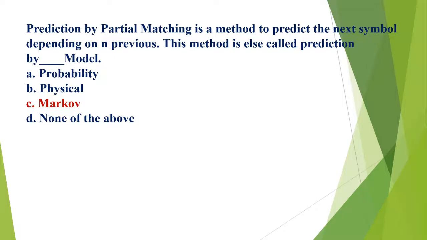Prediction by partial matching, or PPM, is a method to predict the next symbol depending on the previous ones. This method is also called prediction by dash model. A. Probability, B. Physical, C. Markov, D. None of the above. And the correct option is C.